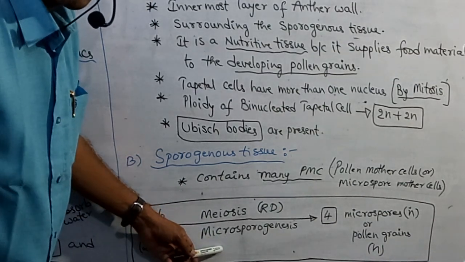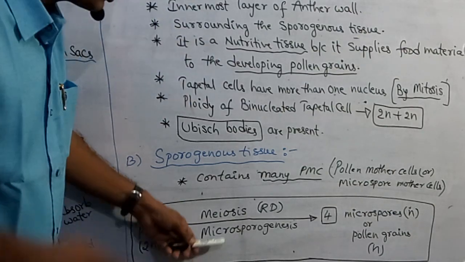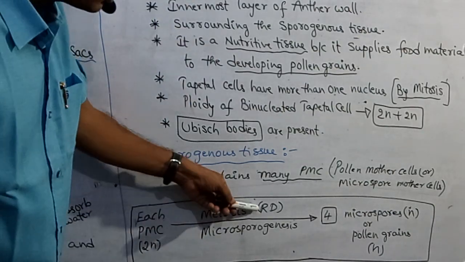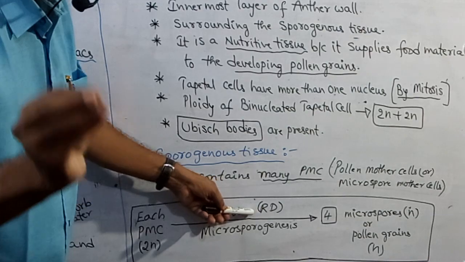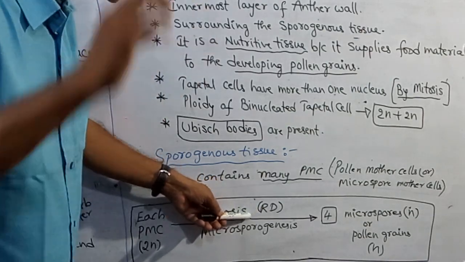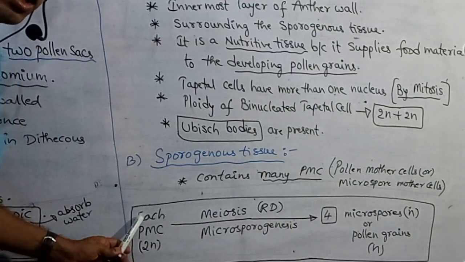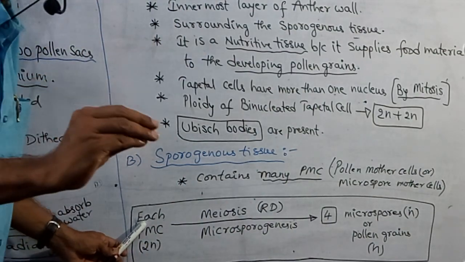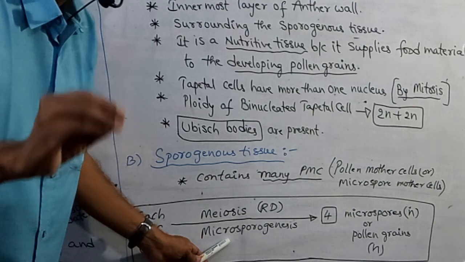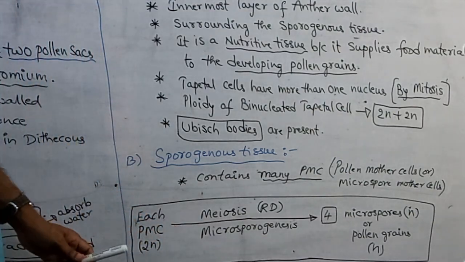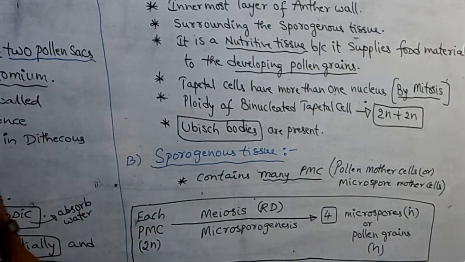During microsporogenesis, which division occurs? Meiosis, also called reduction division, also called heterotypic division. Formation of microspores from pollen mother cell or microspore mother cell is called microsporogenesis. My dear students, please note down all these points.